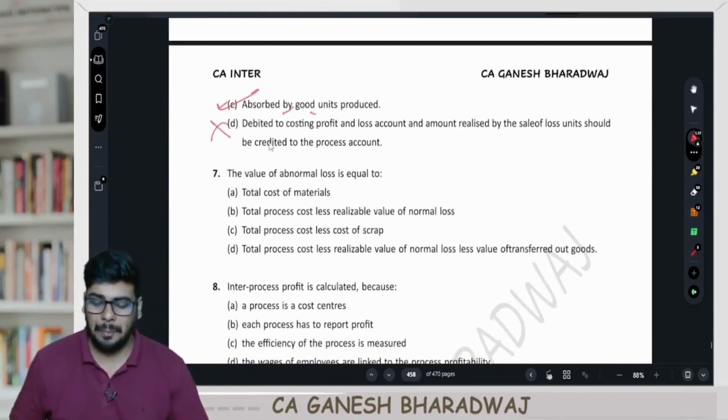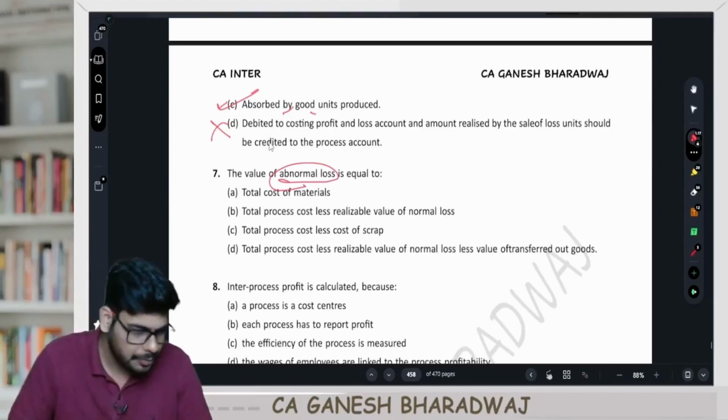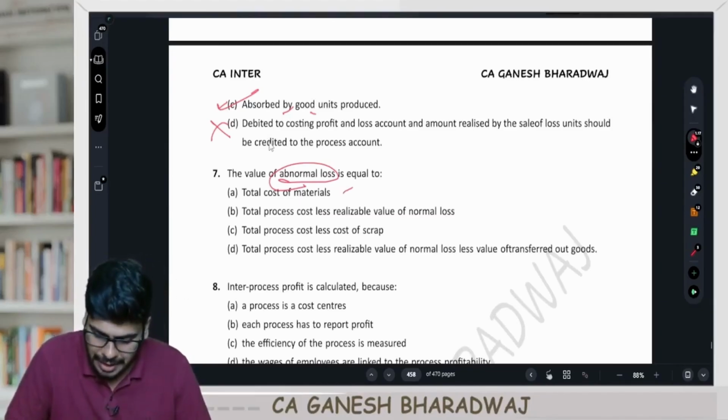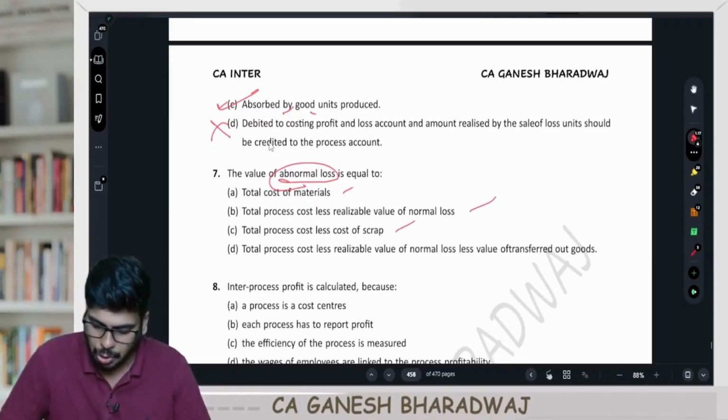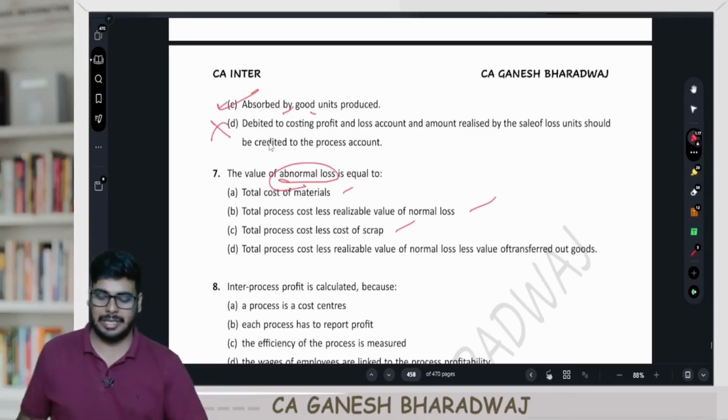The value of abnormal loss is equal to A, B, C, D. A: total cost of material, the process cost less realizable value of normal loss. B: total process cost less cost of scrap. C: total process cost less realizable value of normal loss. D: total process cost less realizable value of normal loss, less value of transferred out goods. Which is the right answer? If you want to visualize, put that process account and see, that's all.